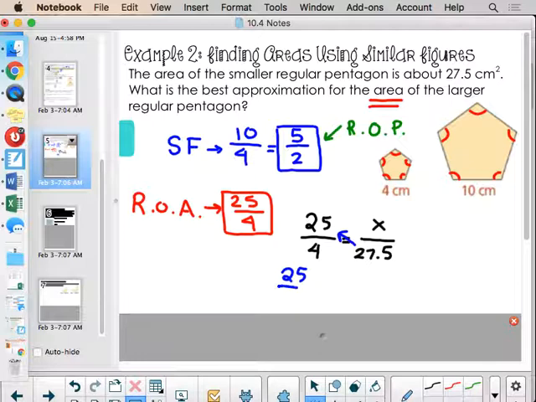And all I'm really going to do is just multiply the 27.5 to the other side. So in my calculator, what I'm typing in is 25/4 of 27.5, and that'll get me my answer for x. Answer for x, what did I get here? I got 171.875.